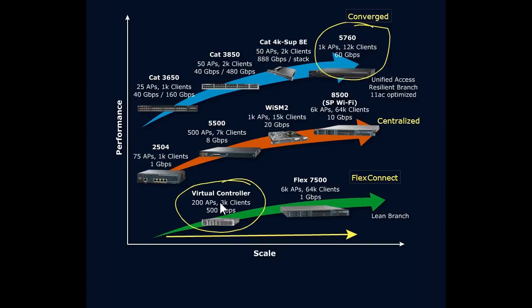So at this level, all we're saying is you have a wide range of devices to select. And when we think about any particular device, the questions to ask myself are, how am I going to be implementing it, Flex Connect, centralized or converged, and what is the level of scale and performance that I expect to get out of it?